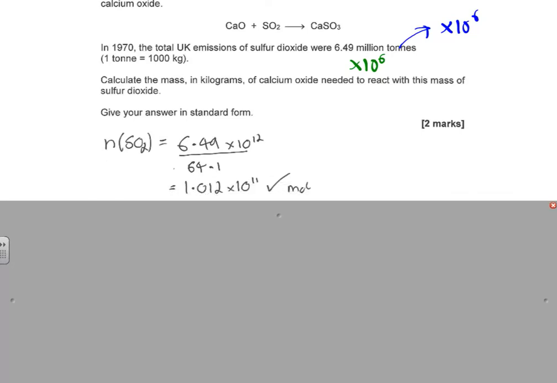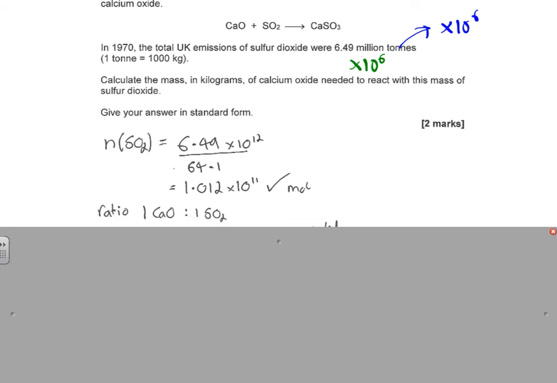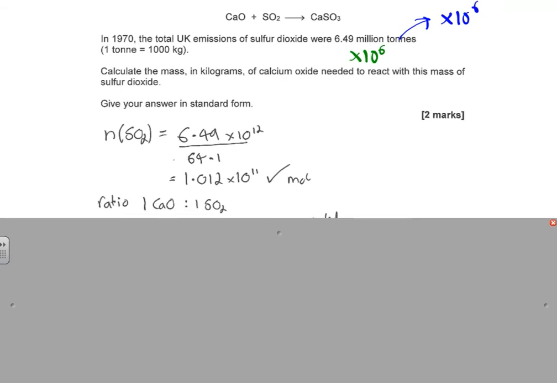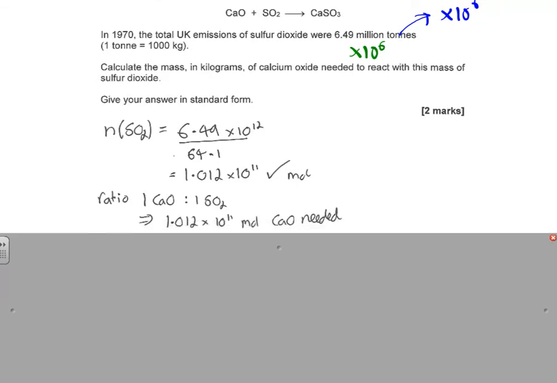The number of moles of SO2 is 1.012 times 10 to the 11 moles. Now I'm after the number of moles of calcium oxide, and when I look at the balanced equation I can see the ratio of calcium oxide to sulfur dioxide is 1 to 1. Therefore I would need 1.012 times 10 to the 11 moles of calcium oxide.